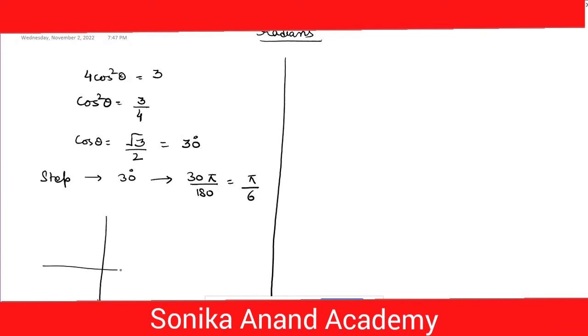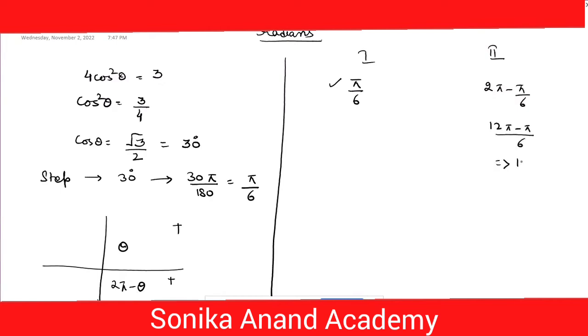Now it is positive value. So it is positive here, it is positive here. So here the simple theta and here the 2 pi minus theta. So the first value is simply pi by 6 and the second value is 2 pi minus pi by 6. So it will be 12 pi minus pi by 6, 11 pi by 6. Two values understand?